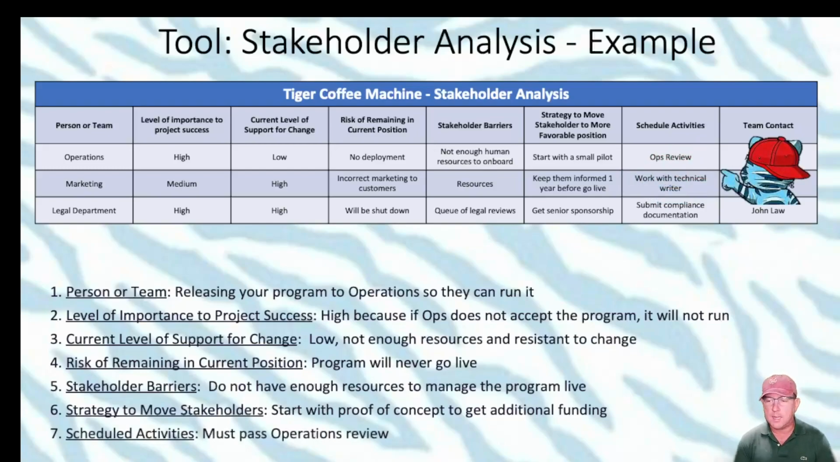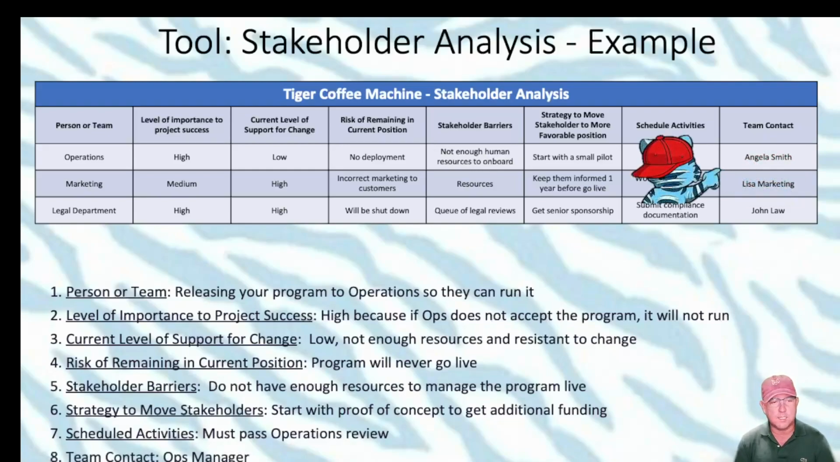Now, we schedule an activity. So you meet with operations, and they say, okay, we'll have an operations review on this date. And you come prepared to present your program, that you're going to start off with a small pilot to determine how many resources you will need. And then hopefully that will get their current level of support for the change from low to high. And finally here, you just, of course, identify your operations people. So Angela Smith is the person I'd be working with.